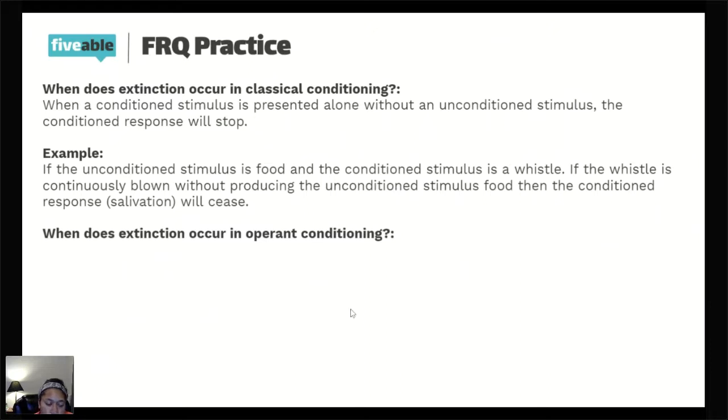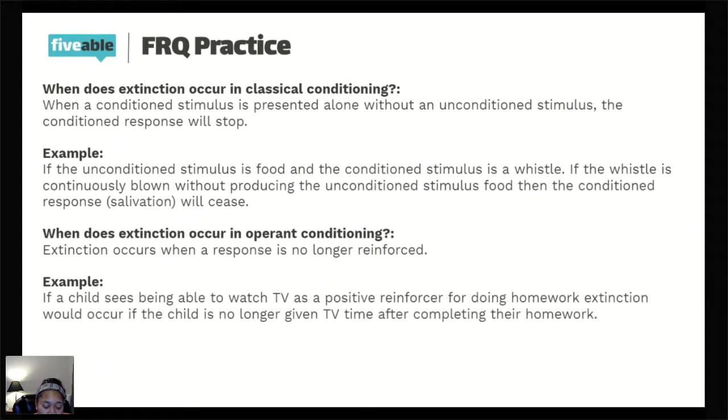So when does extinction occur in operant conditioning? Extinction occurs when a response is no longer reinforced. So an example of that would be if a child sees being able to watch TV as a positive reinforcer for doing homework, extinction would occur if the child is no longer given TV time after completing their homework. So if the child once associated homework and getting more time to watch TV, if they're not getting more time to watch TV, that association sort of goes away. So therefore, extinction occurs because they don't associate their homework with more TV time.